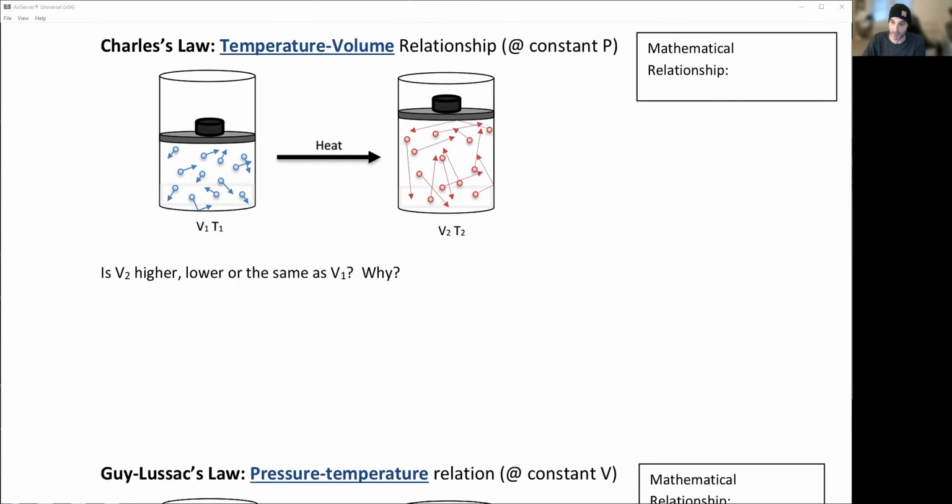So is V2 higher than V1? Yes, there is an increase in volume. We see an increase in volume because of the increase in motion, okay? So because of the increase in temperature. These two things are directly proportional, okay? So they're directly proportional to one another, meaning if I increase the temperature, I see an increase in volume. By seeing an increase in those two, they are directly proportional to one another.